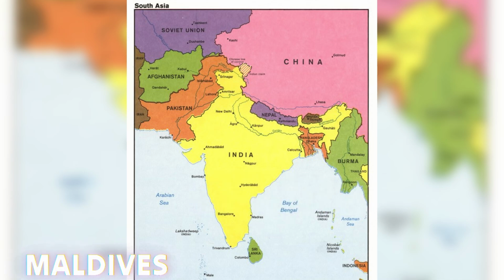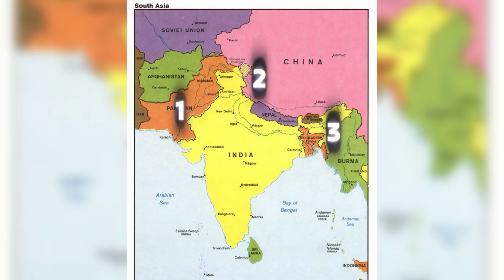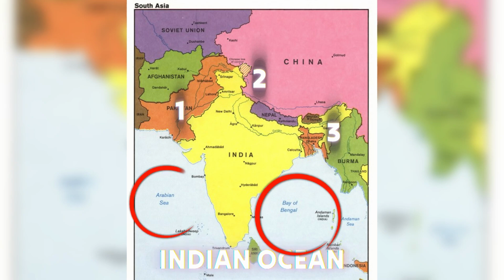So India is surrounded by land neighbors on 3 sides and water bodies on the south. To the south of India lies the Indian Ocean. To the east, the Bay of Bengal, and to the west, the Arabian Sea. That's why we call it a peninsular country. A peninsula is a piece of land surrounded by water on 3 sides.